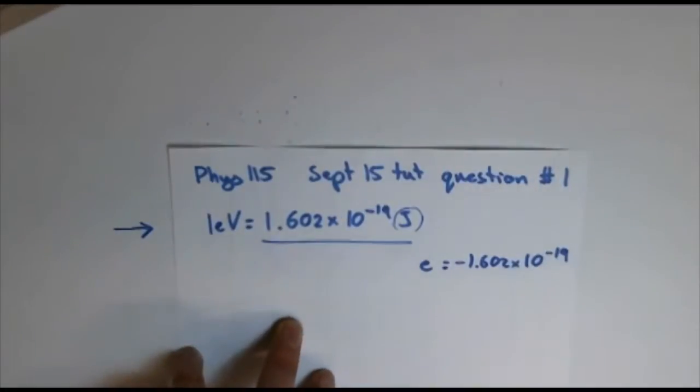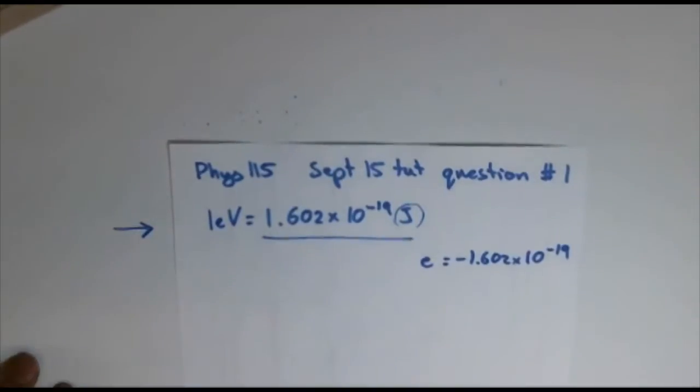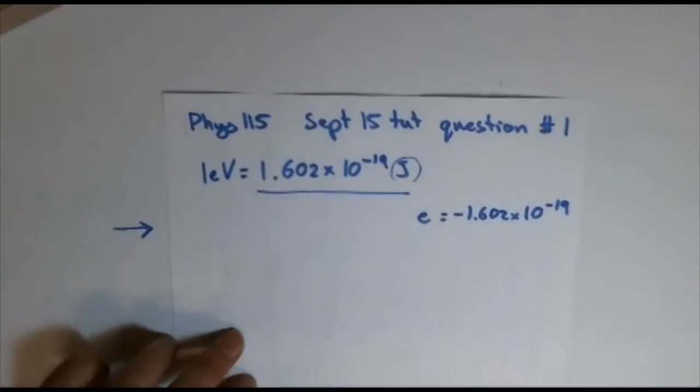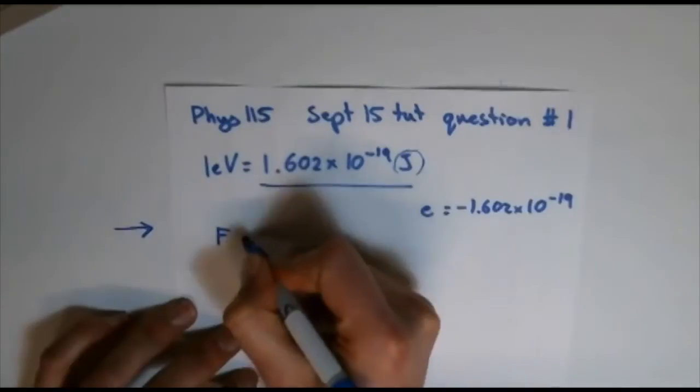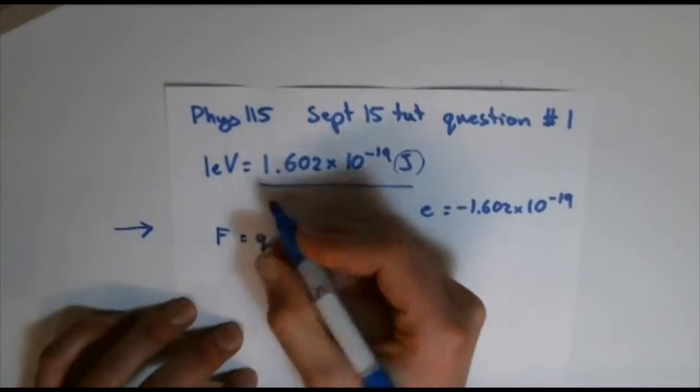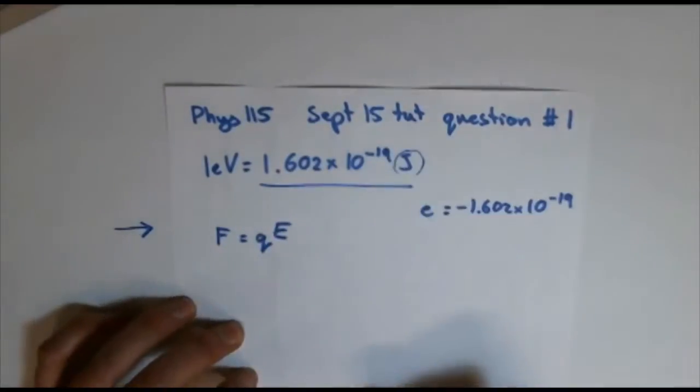So a reasonable clue that the charge on an electron is probably going to be in there somewhere, but they've suggested to you that you start off by looking at the force on a charged particle when it is in an electric field. And so that's a fairly simple expression. The force on a charged particle equals Q times E, which is the electric field.